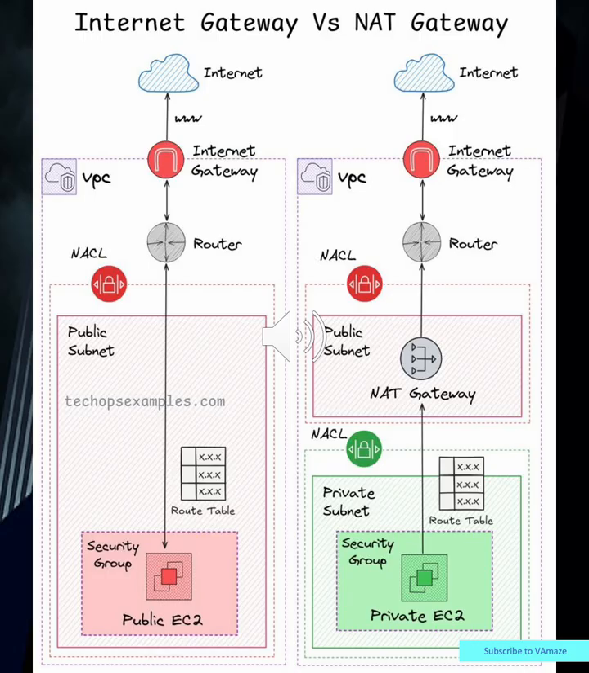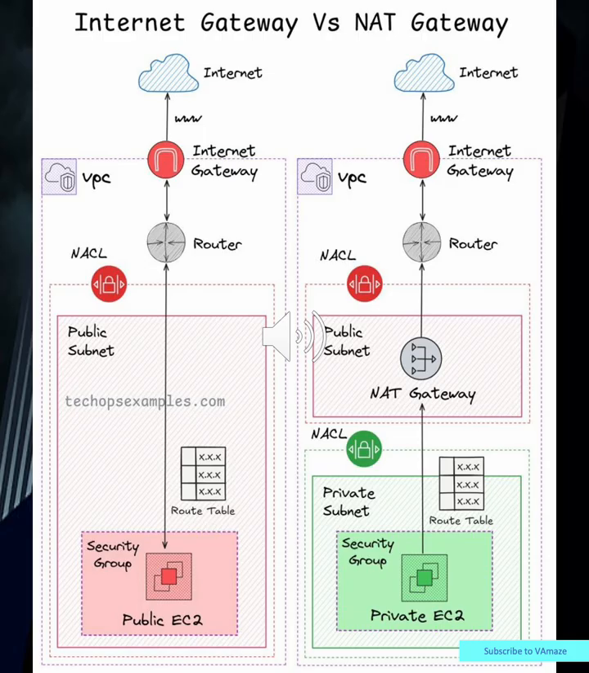Perfect use cases: web servers that need to serve content to users worldwide, load balancers distributing traffic across your application, bastion hosts providing secure access points to your private infrastructure, public APIs that external systems need to reach directly.